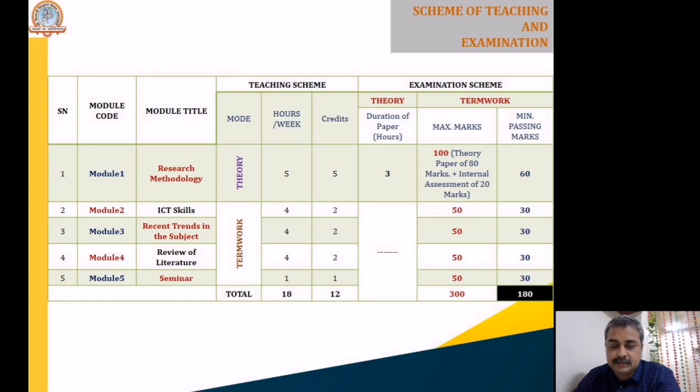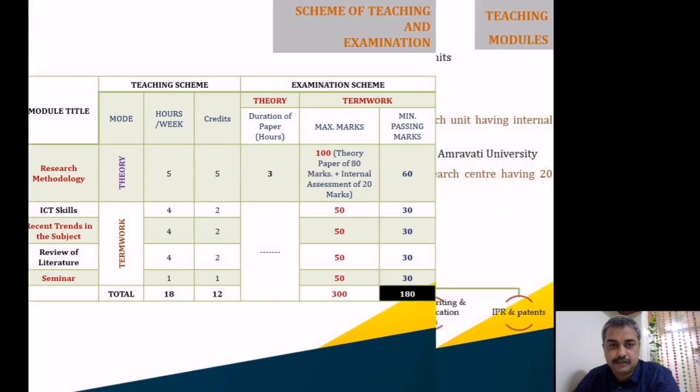So the total is 300 and the eligibility is that the minimum passing marks are 180 for all the 5 modules. That means 60 marks for research methodology passing marks, 30 for ICT skills, that is the term work, ICT and recent trends in the subject. So this is about the scheme of teaching and examination.